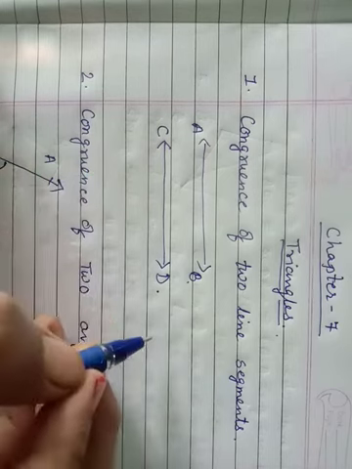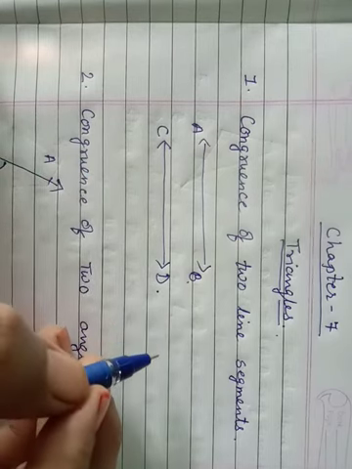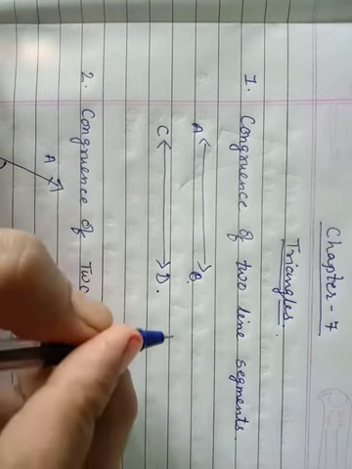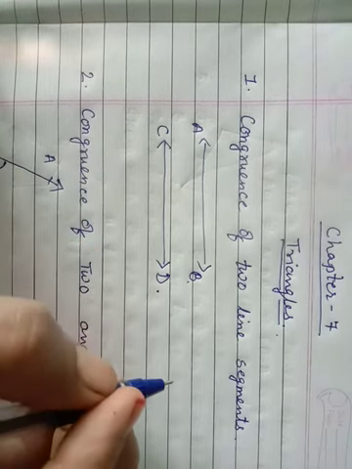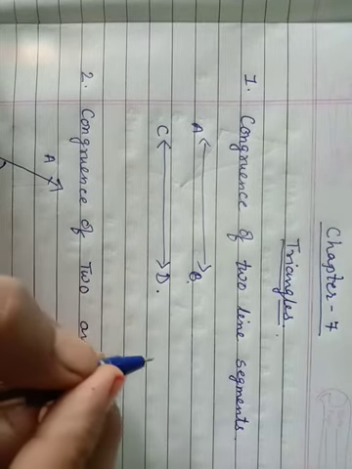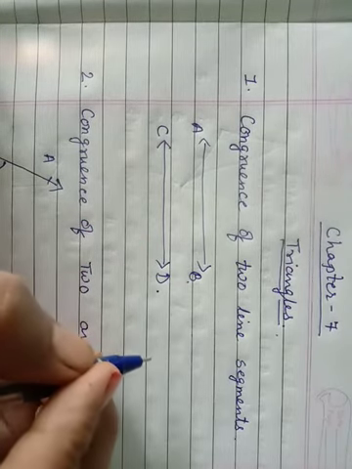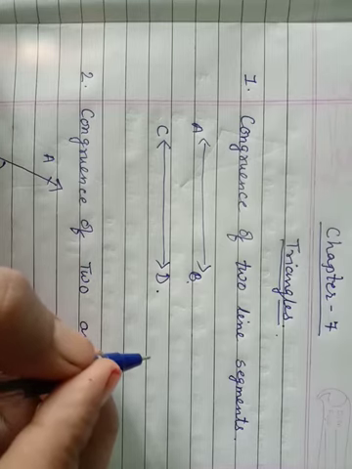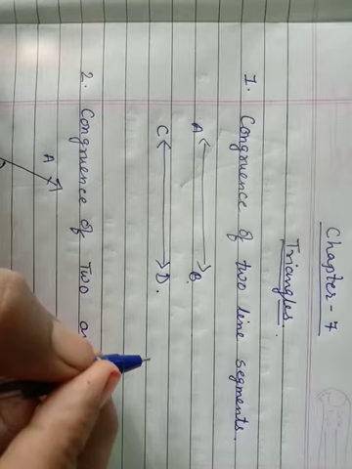So in this chapter we have to basically study about the congruence of triangles. So before that we know what is congruency. Roughly speaking, two geometrical figures are said to be congruent if they have exactly the same shape and same size. The congruent figures can be made to coincide with each other by superposition. Okay, this you already know.